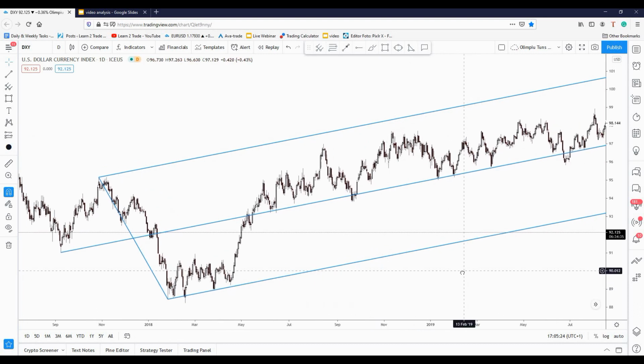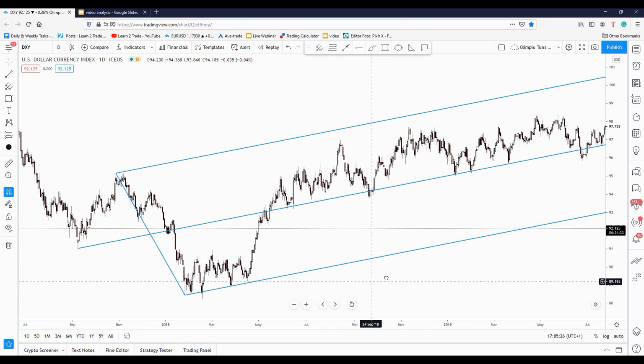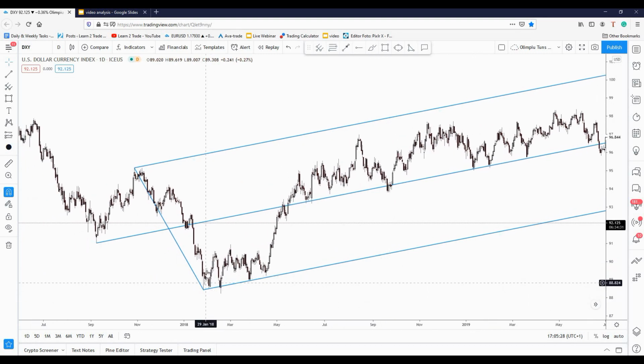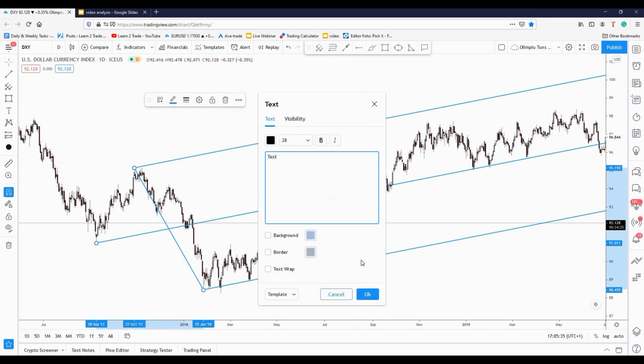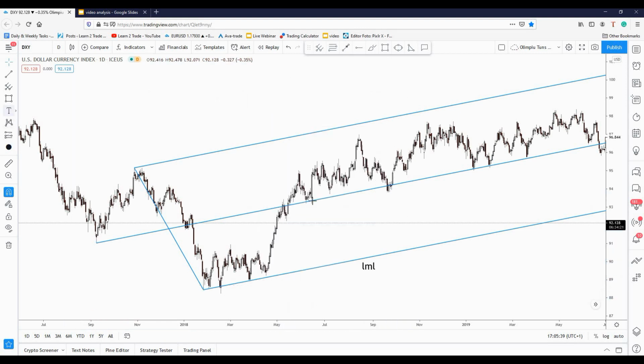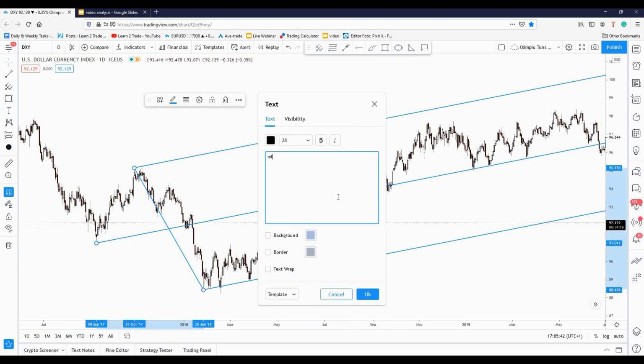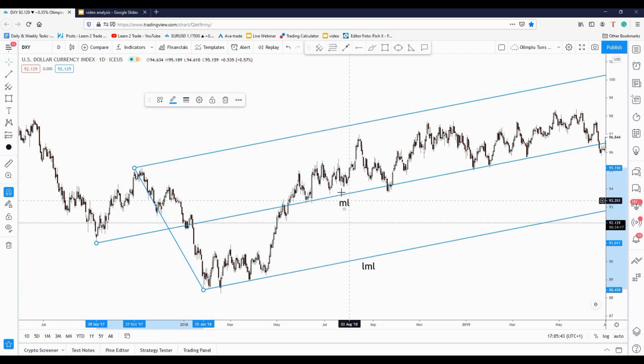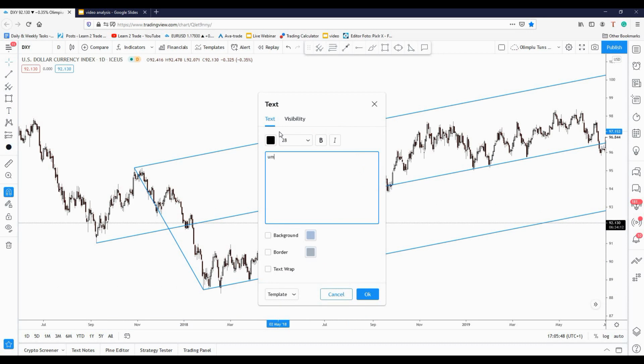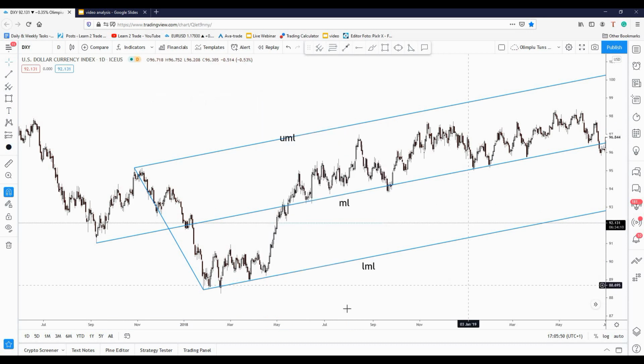Okay, and as you can see here, the price has increased a little, has tested, retested the lower medium line, validating this lower medium line as an important dynamic support. Here we have the medium line, and here we have the upper medium line.